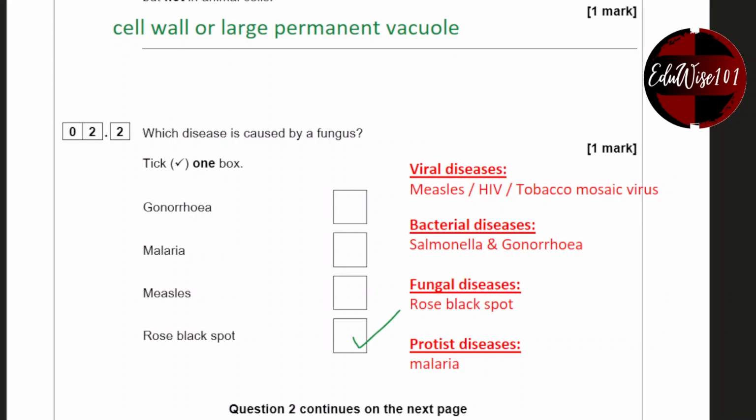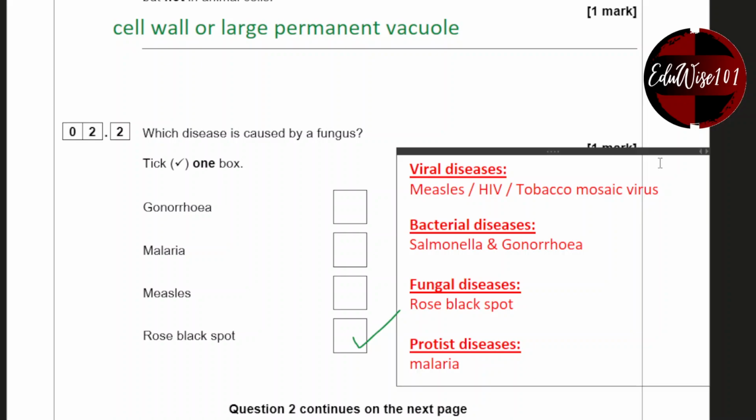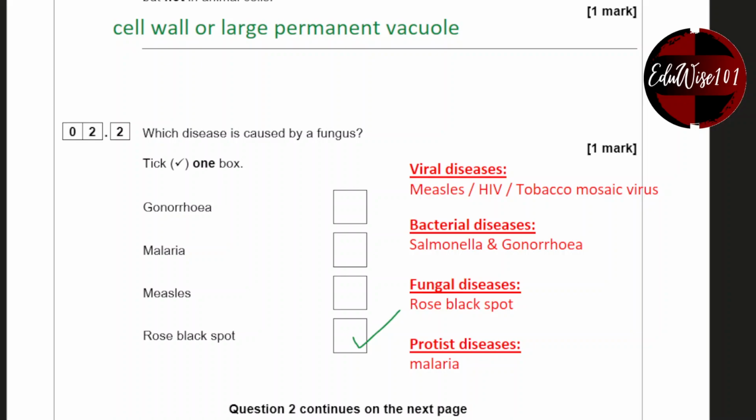Viral diseases are mainly measles, HIV and tobacco mosaic virus, which is actually a plant disease, not a human disease. The bacterial diseases that you need to remember are salmonella, which is food poisoning, and gonorrhea. The fungal disease is rose black spot disease in plants, and the protist disease, malaria, is caused by protozoa. These are the diseases that you need to remember for the GCSE exam.